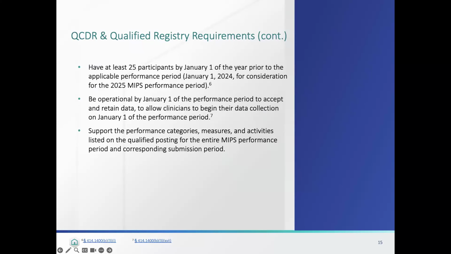Must have at least 25 participants by January 1st of the year prior to the applicable performance period, January 1st, 2024 for consideration for the calendar year 2025 performance period. These participants aren't required to use the QCDR or qualified registry to report MIPS data to CMS, but they must submit data to the intermediary for quality improvement. Be operational by January 1st of the performance period to accept and retain data to allow clinicians to begin their data collection on January 1st of the performance period. A system that isn't live beginning with the start of the performance period is considered non-compliant with this requirement.